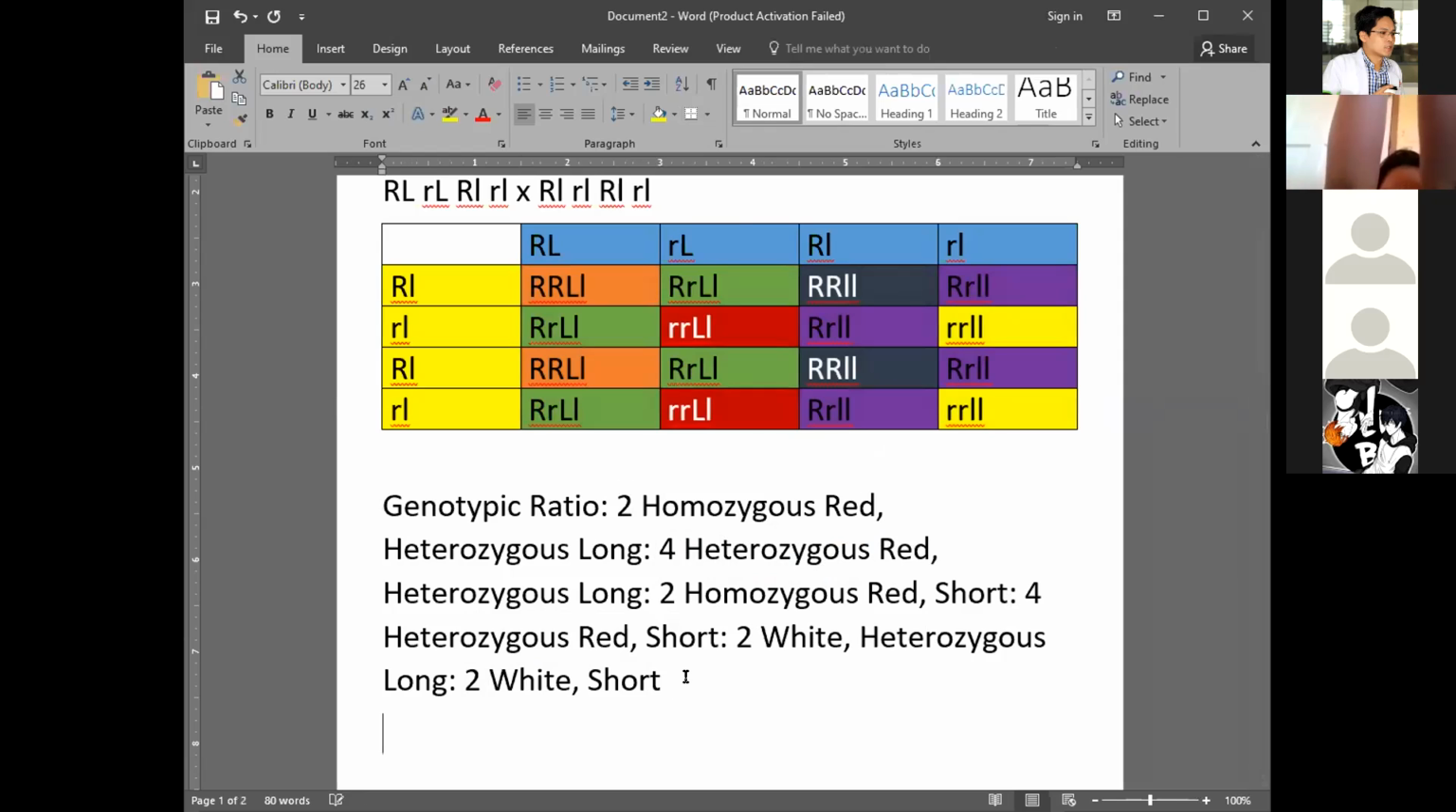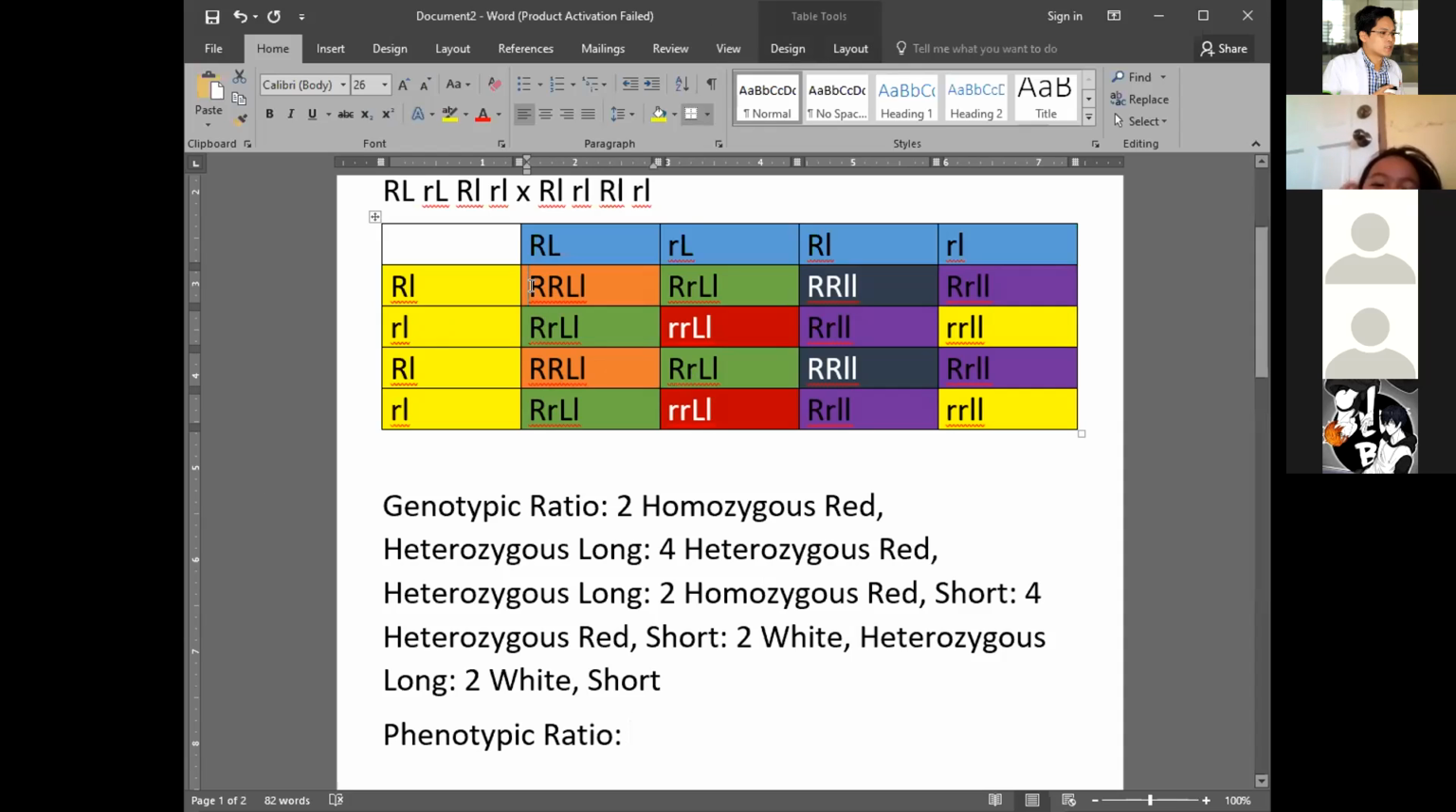How about the phenotypes or phenotypic ratio? How about in the phenotypic ratio? We have 100% red.